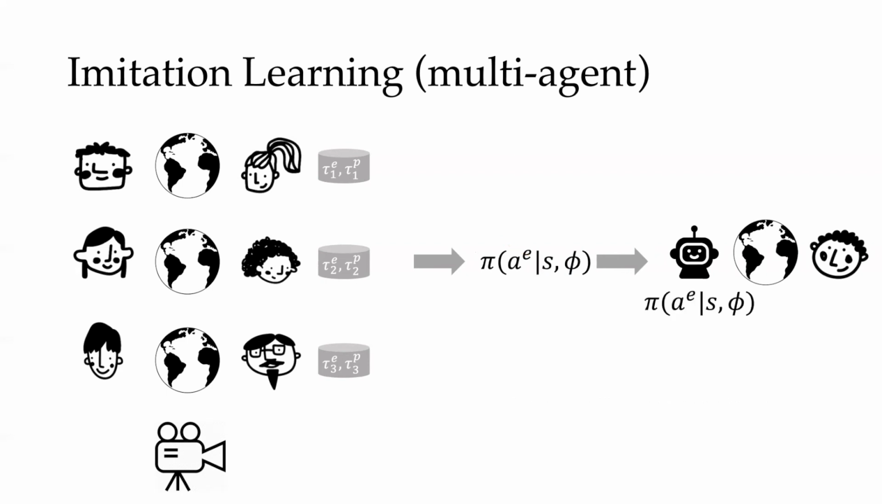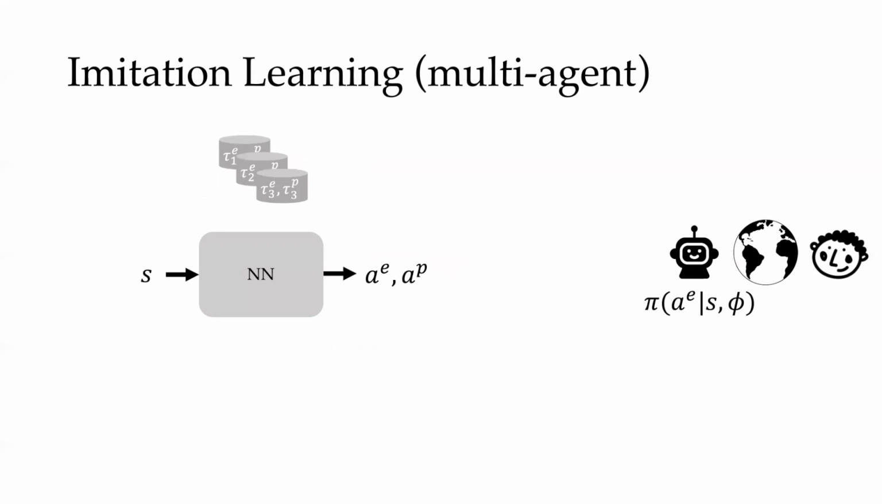Instead, we want to learn a conditional policy pi that takes in the state and the partner type, so that our policy behavior can adapt to the type of partner that we're paired with. So we can't just use a neural network that takes the state and outputs the joint actions. Our neural network must also take in the partner type, phi. The problem is that we don't actually know the partner type phi, so we have to also learn that in an unsupervised way.